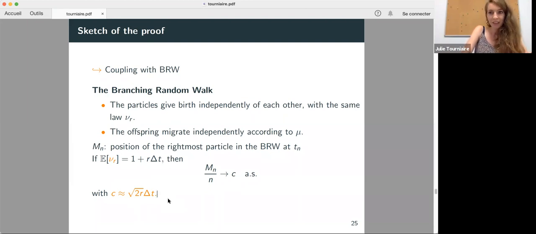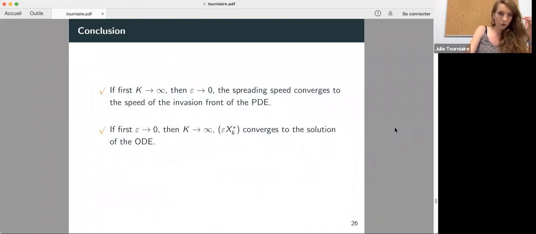So the conclusion of this presentation is that if we consider the individual based model introduced in this presentation, and if you let first k tend to plus infinity and then epsilon tend to 0, you get that the spreading speed converges to the speed of invasion of the PDE.